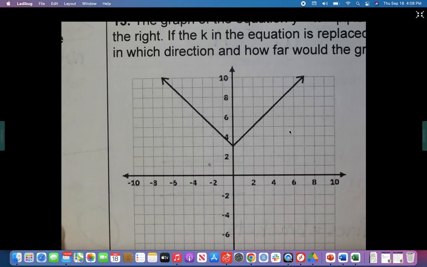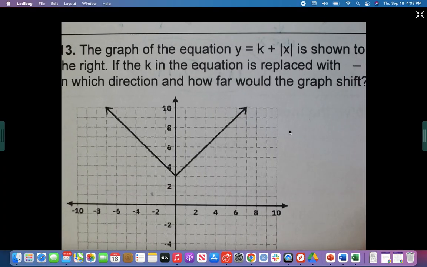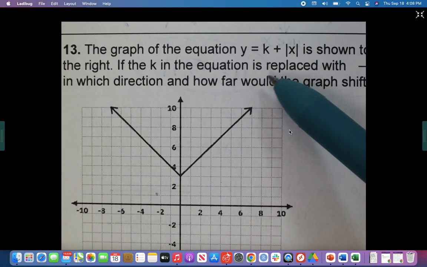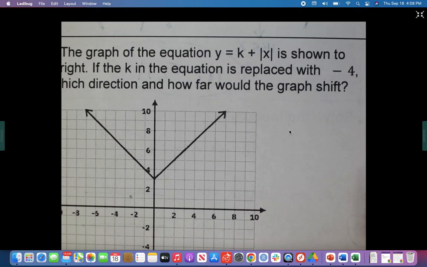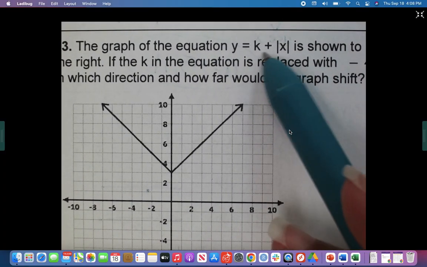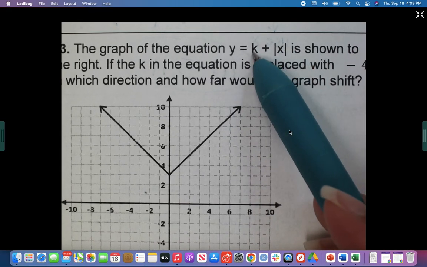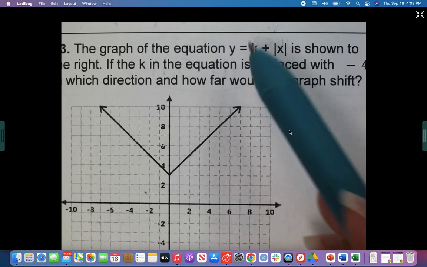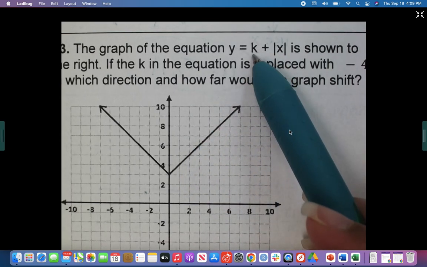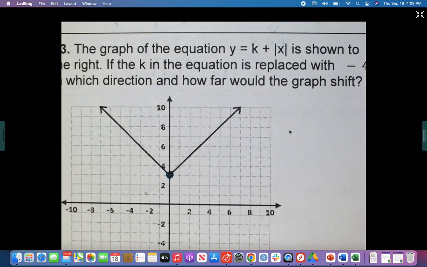13. The graph of the equation y equals k plus the absolute value of x is shown below. If the k in the equation is replaced with a -4, in which direction and how far would the graph shift? Remember, this k, because it's separate from your absolute value, is the y of your vertex. Because it says this graph represents this equation, currently your k value is right here, at 3.